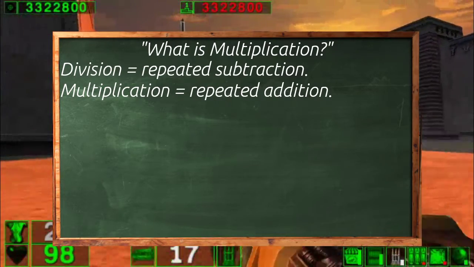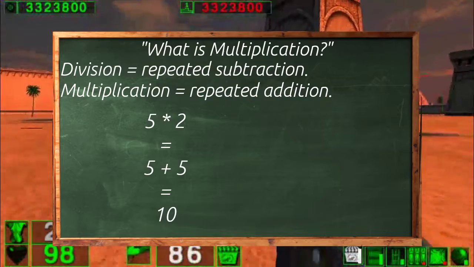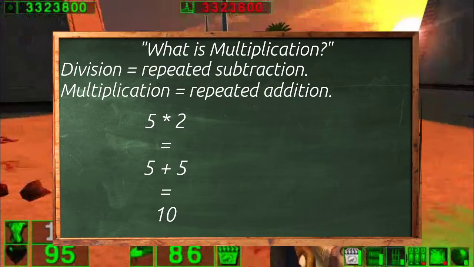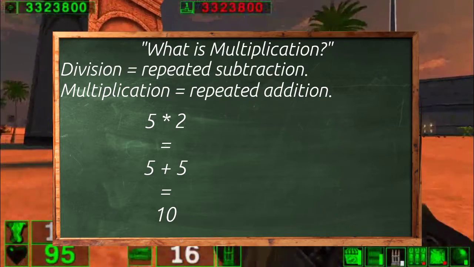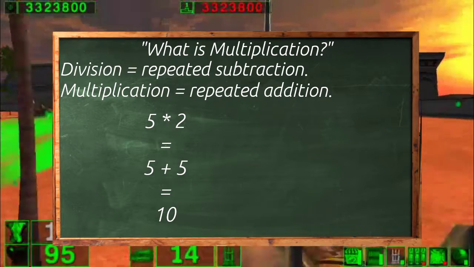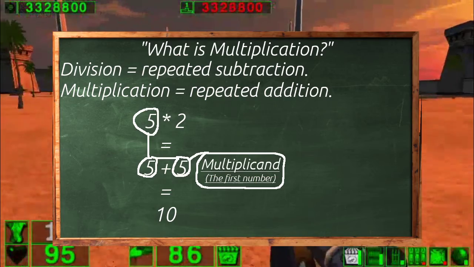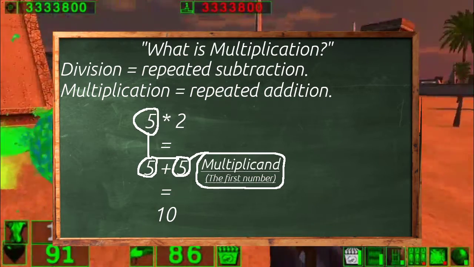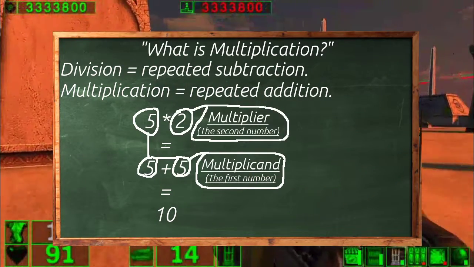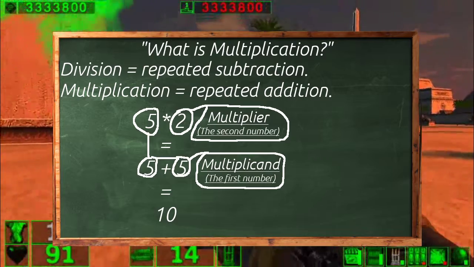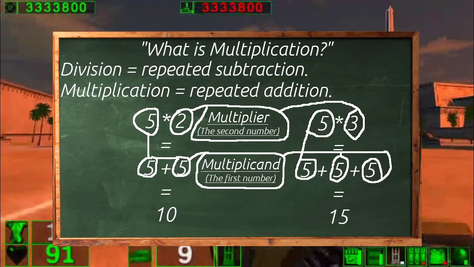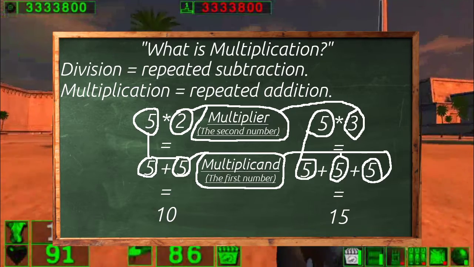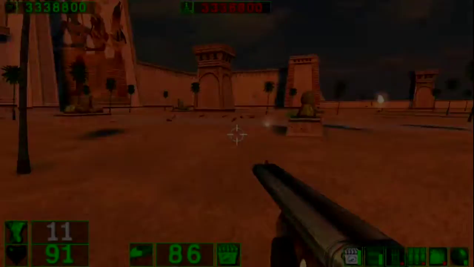If I multiplied 5 by 2, that would be the same as 5 plus 5. Two instances of the first number, which is properly called, and is what I shall refer to from now on, the multiplicand, which is 5. The instances themselves are determined by the multiplier, which is the second number. If we change the multiplier from 2 into 3, then it would be 3 instances of 5. So now the equation is 5 plus 5 plus 5.